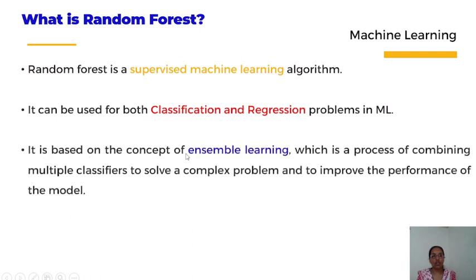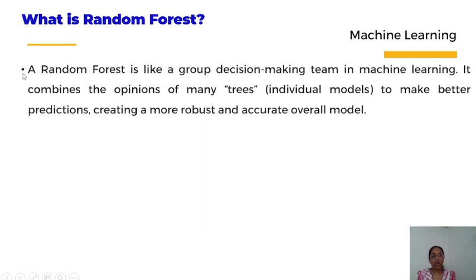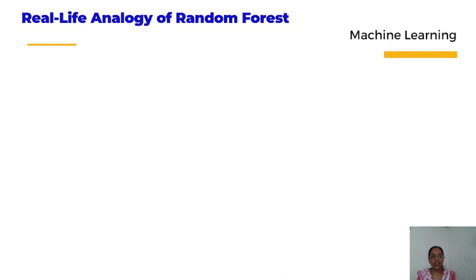It is based on the concept of ensemble learning, which is the process of combining multiple classifiers to solve a complex problem and to improve the performance of the model. A random forest is like a group decision-making team in machine learning. It combines the opinions of many trees to make better predictions, creating a more robust and accurate overall model.